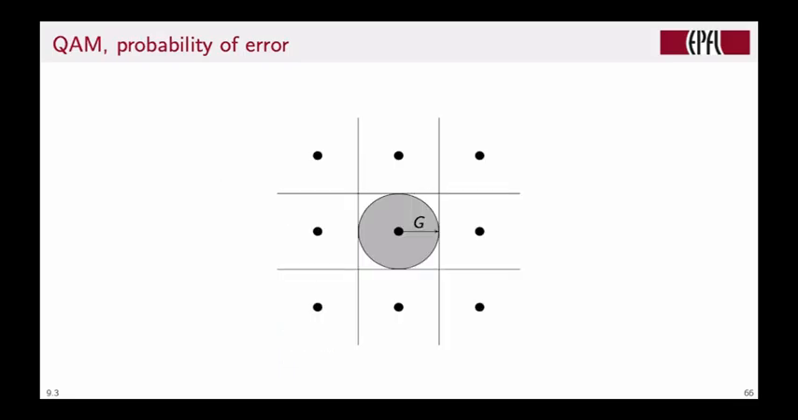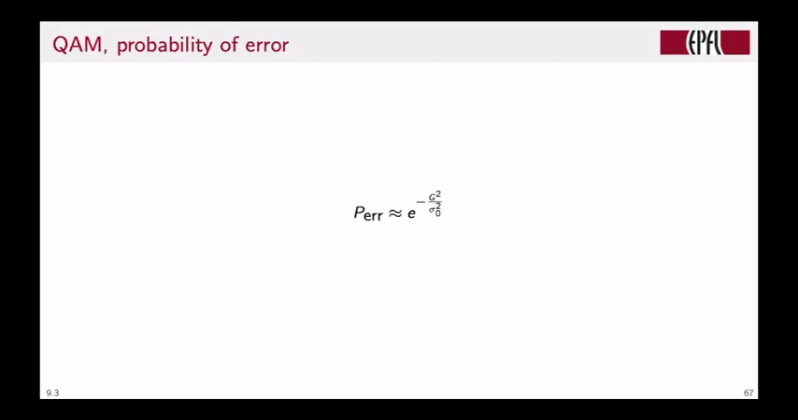So instead of using the square, we're going to use a circle centered around the transmission point. When the constellation is very dense, this approximation is quite accurate. With this approximation, we can compute the integral exactly for a Gaussian distribution, and if we assume that the variance of the noise is sigma_0 squared over 2 in each component, real and imaginary, it turns out that the probability of error is equal to e to the minus g squared over sigma_0 squared.